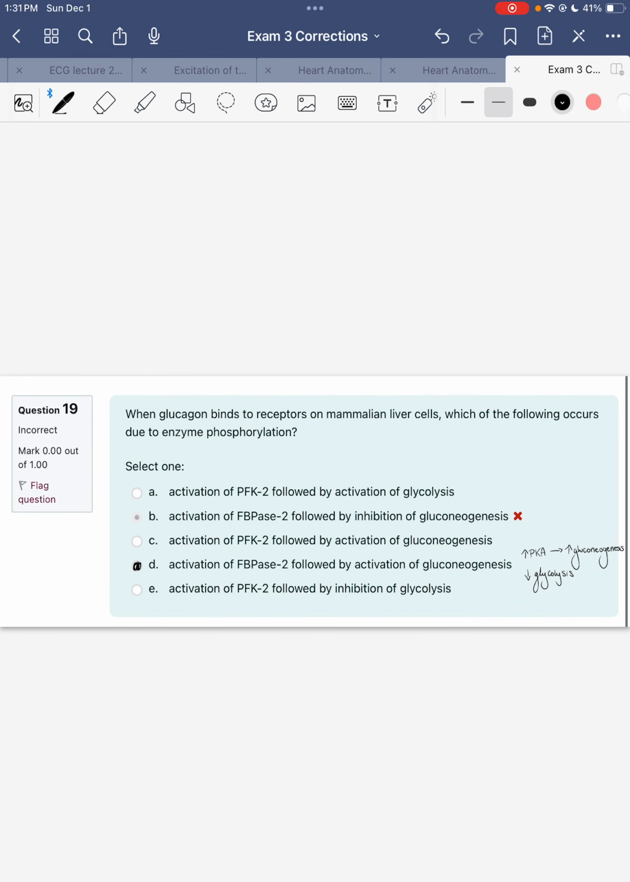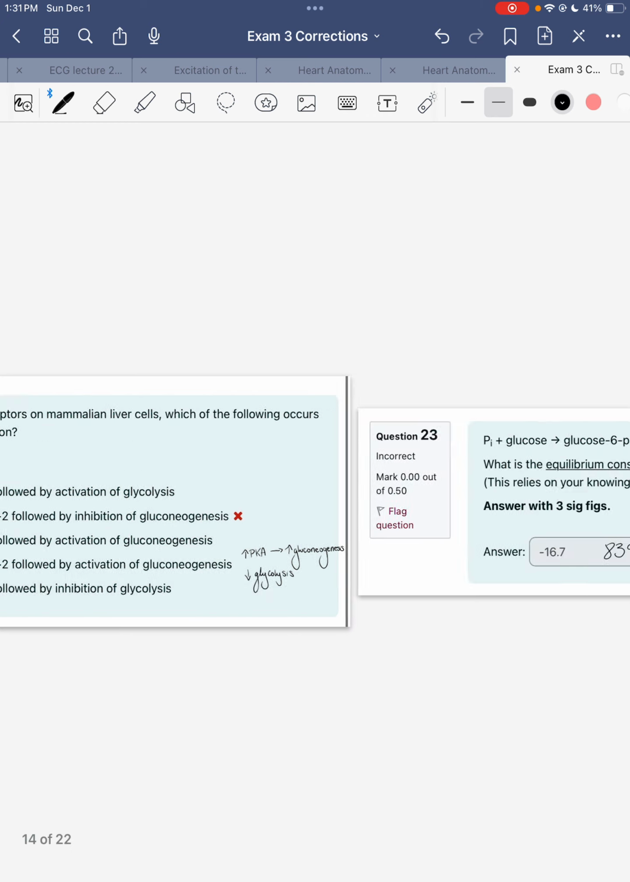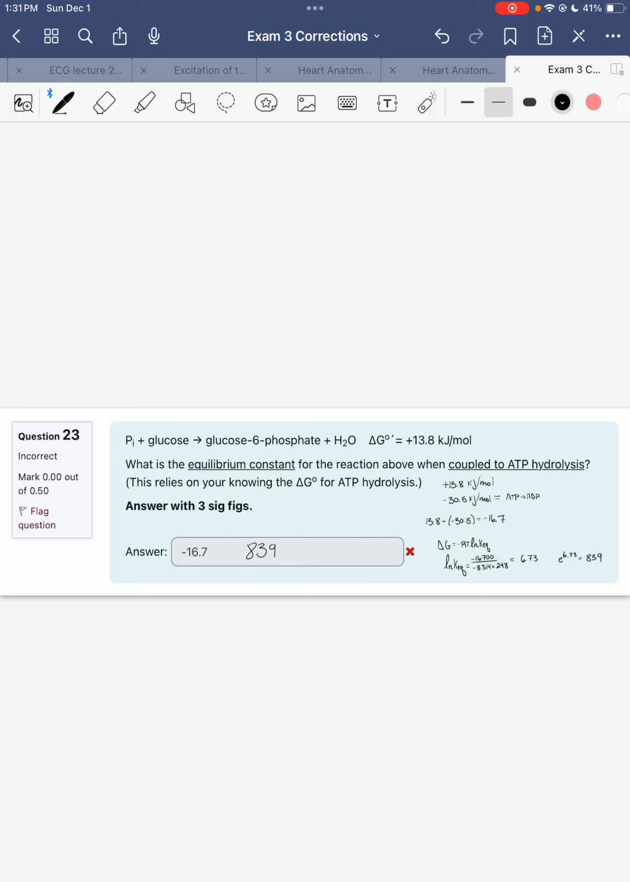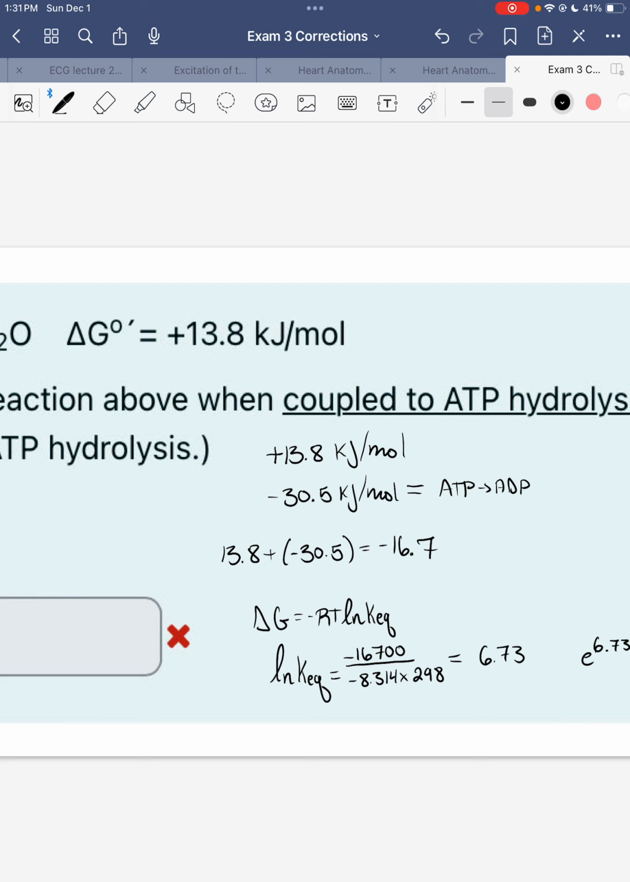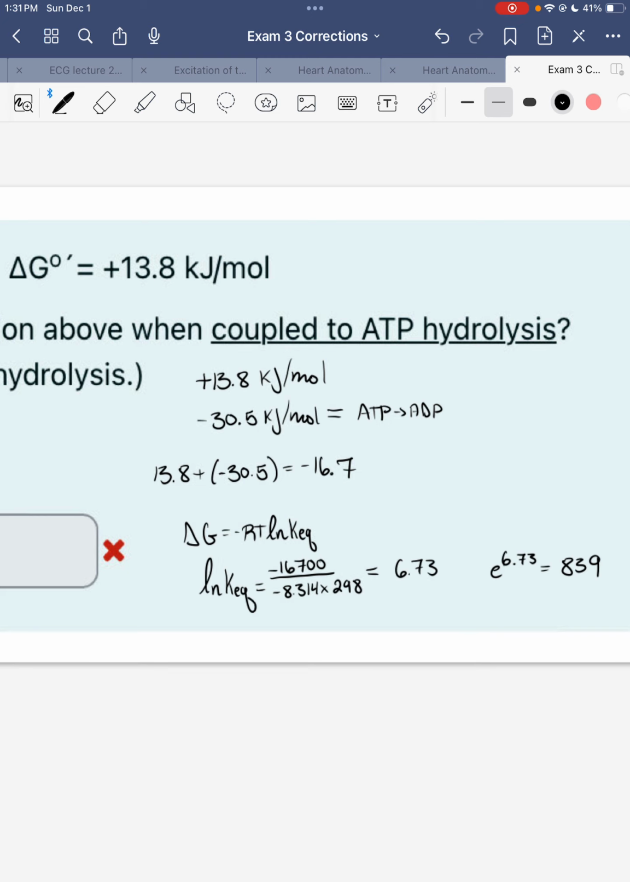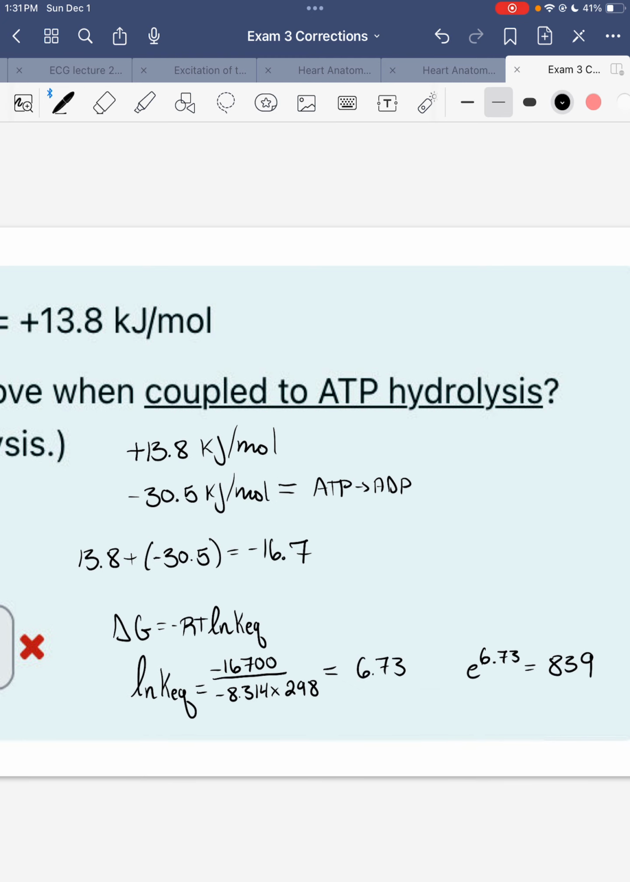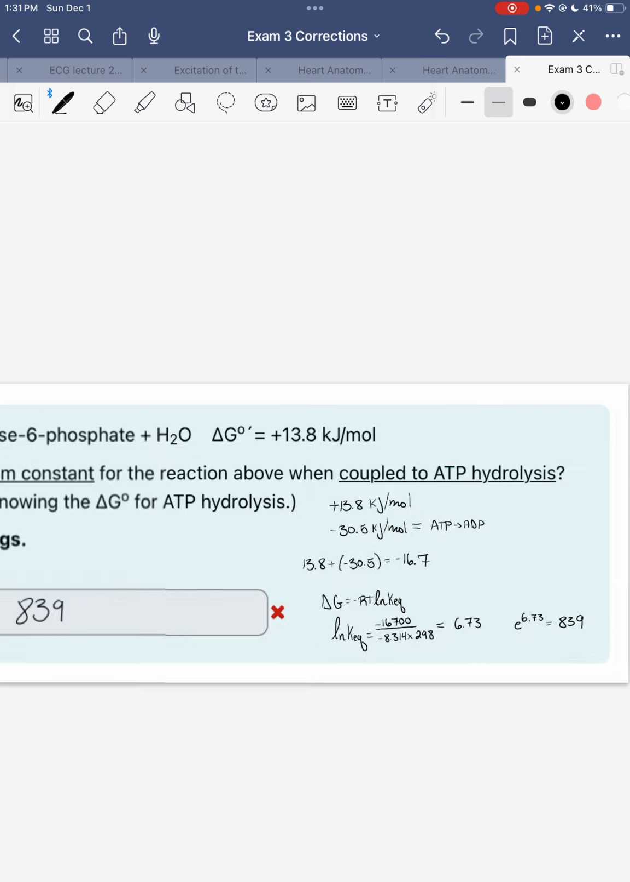This one should also be D because a high pKa equals a high gluconeogenesis, therefore a lower need for glycolysis. The activation of the FBPase2 is the activation of gluconeogenesis. This answer should be 839 because I just stopped where I coupled the reaction and got the negative 16.7, but I forgot to do the actual finding of the equilibrium constant. So there's the formula. You just put all those standard numbers in, and then you get 839.